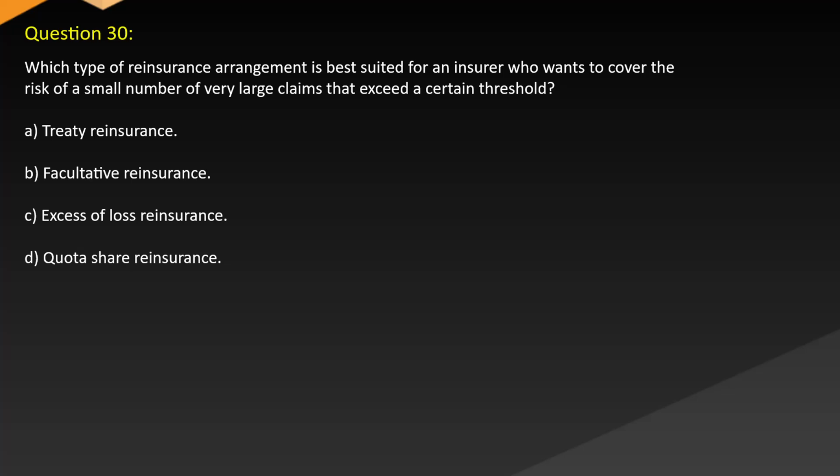Question 30. Which type of reinsurance arrangement is best suited for an insurer who wants to cover the risk of a small number of very large claims that exceed a certain threshold? A. Treaty reinsurance. B. Facultative reinsurance. C. Excessive loss reinsurance. D. Quota share reinsurance.